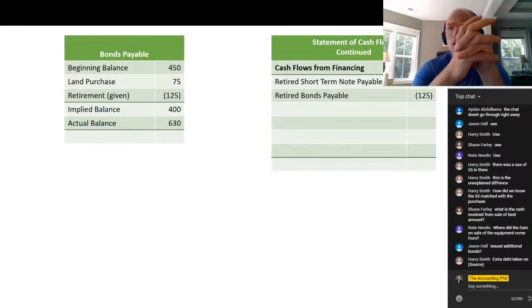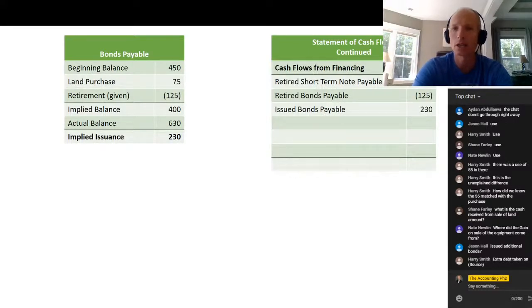Anybody have any ideas? Issued additional bonds, extra debt taken on, so it's a source. See if anybody else wants to chime in before. Both of you are right. So there's a difference of $230, and that is an implied issuance, which is a source of cash. And so the issued bonds payable, a positive cash flow, $230.